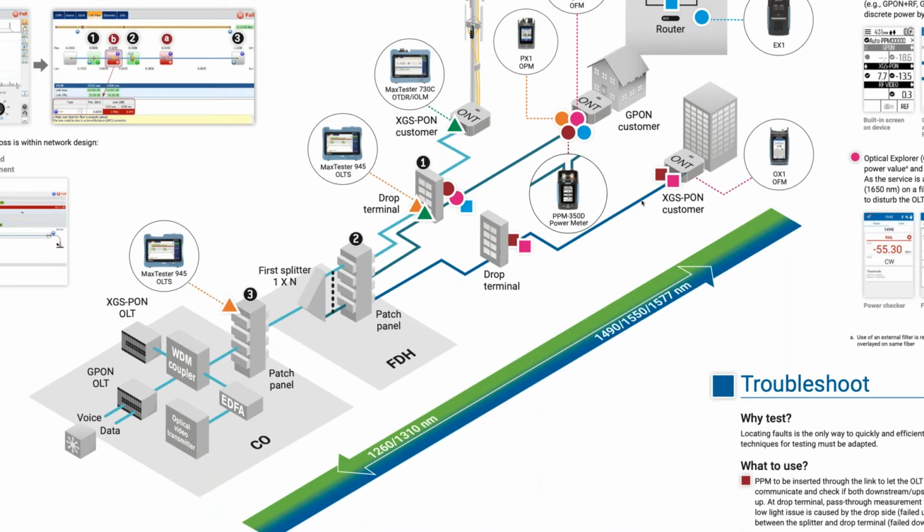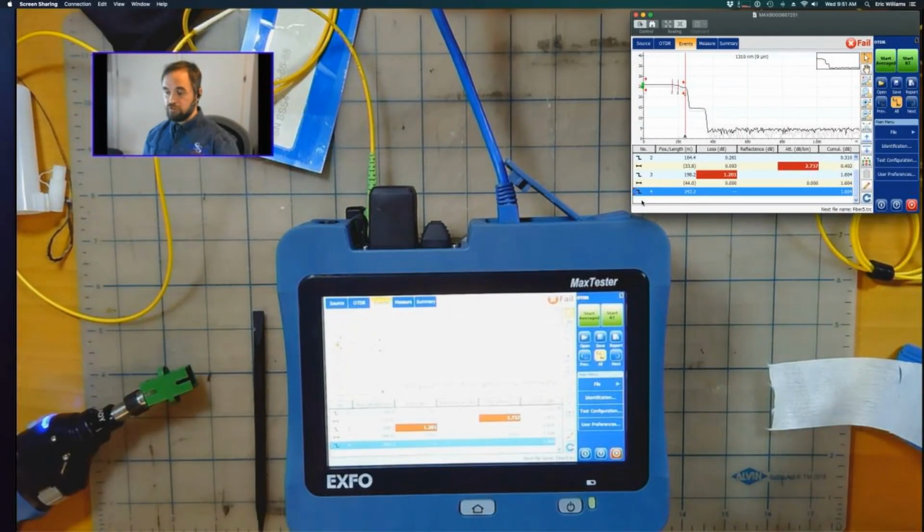Unfortunately, my PPM 350D will probably arrive here as soon as this meeting is over. So I'm not able to utilize that. But if I was testing my PON network here, then I wouldn't be able to talk to you guys, so it wouldn't be very effective anyhow.